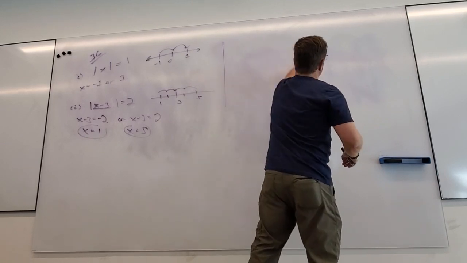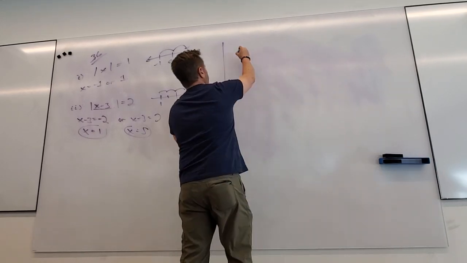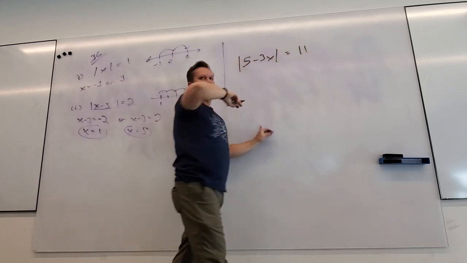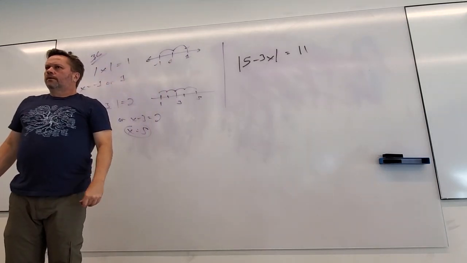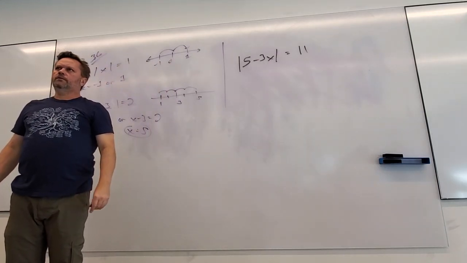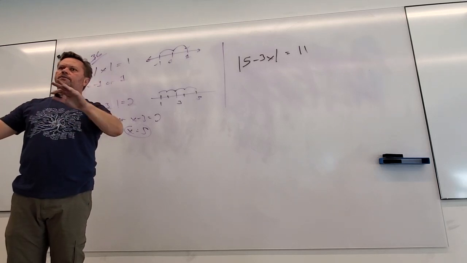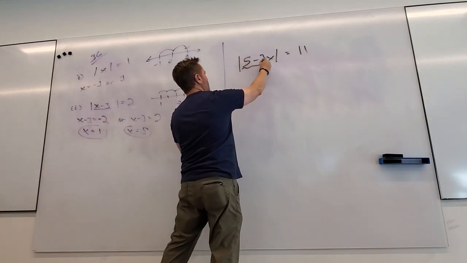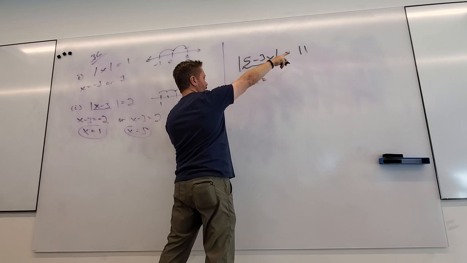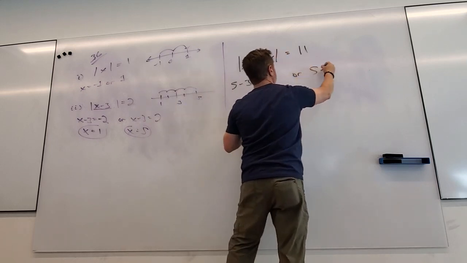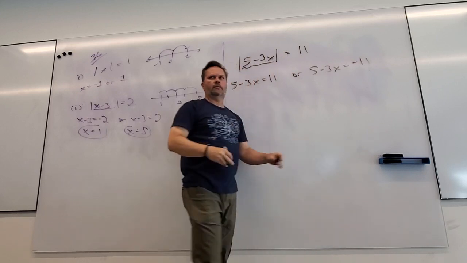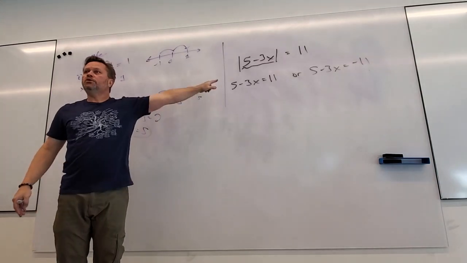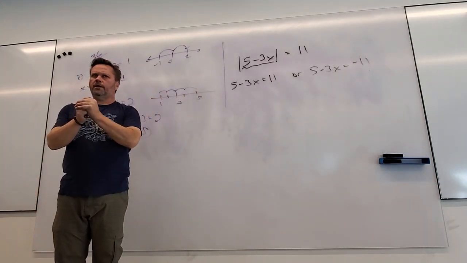So if I make a worse equation, if I've got the absolute value of 5 minus 3x equals 11. I showed you the concept. So now this is a nuts and bolts practical approach. How do I solve this? Well, the inside number can either be 11 or the inside number can be negative 11. Because how many numbers have an absolute value equal to 11? 2 of them.